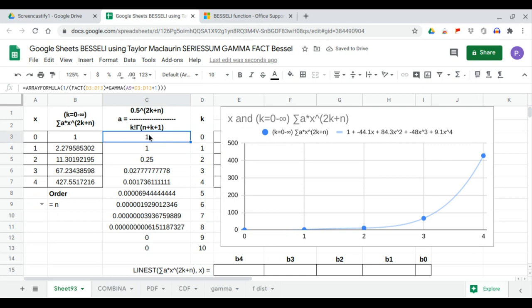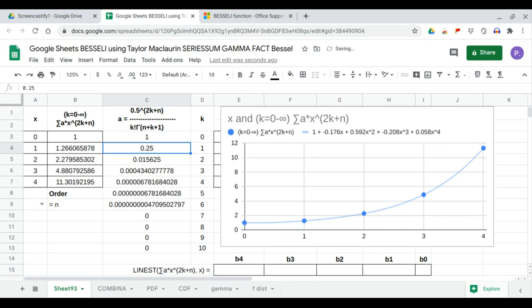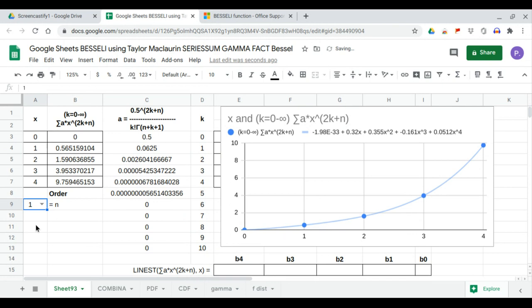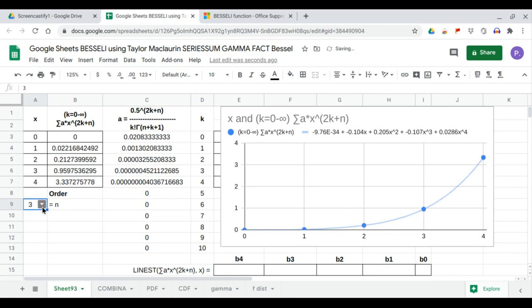Now we continue with the numerator, and that will be 0.5 to the power 2 times k plus n. So at n equals 0, at n equals 1, at the second order, the third order, and the fourth order.